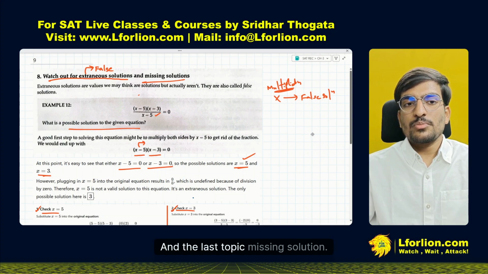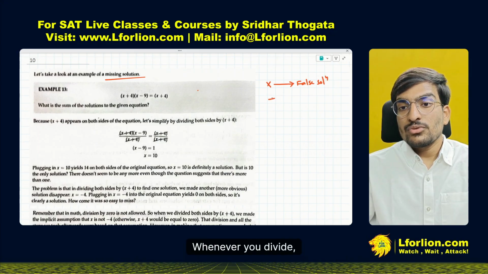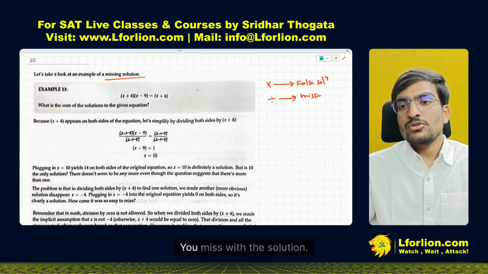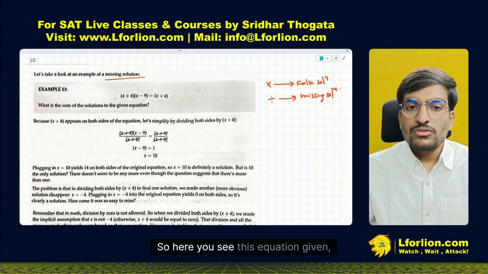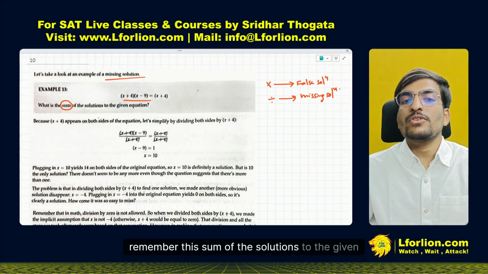And the last topic, missing solution. Whenever you multiply, you get a false solution. Whenever you divide, you get a missing solution. You miss a solution. So here you see this equation given, they're asking what is the sum. Remember this, the sum of the solutions to the given equation.